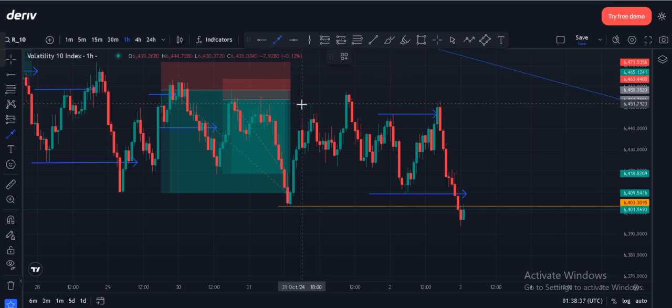And market breakdown. Now we have this particular level and we have this particular low.